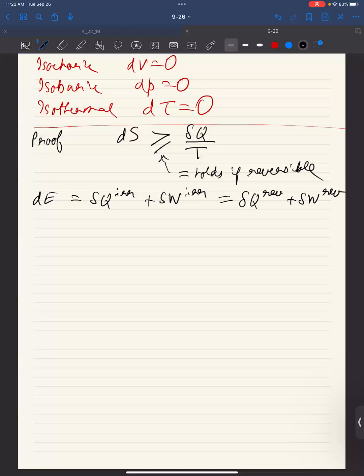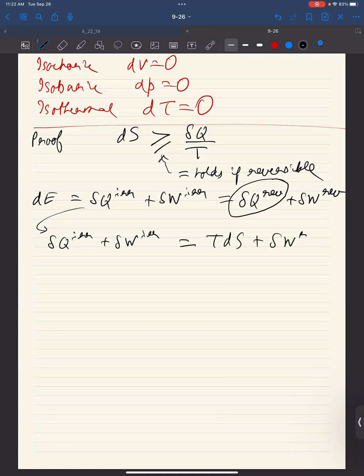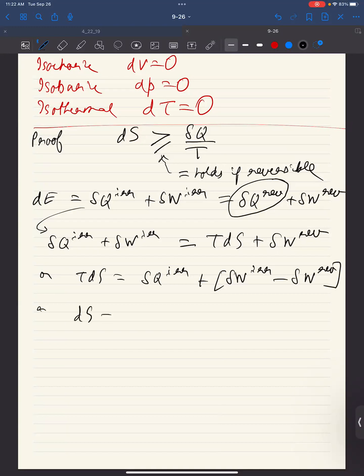So once we have this, what can we do now? Let's write this as delta Q irreversible plus delta W irreversible. Can we substitute something for delta Q reversible? That is TdS, right? TdS plus delta W reversible. So TdS is equal to delta Q irreversible plus delta W irreversible minus delta W reversible, or dS is equal to delta Q irreversible by temperature plus 1 over temperature times delta W irreversible minus delta W reversible.